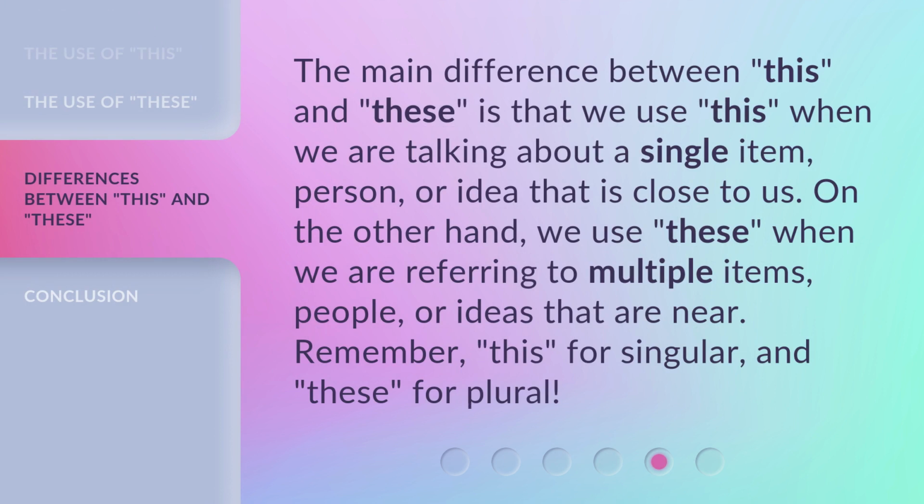The main difference between this and these is that we use this when we are talking about a single item, person, or idea that is close to us. On the other hand, we use these when we are referring to multiple items, people, or ideas that are near. Remember, this for singular and these for plural.